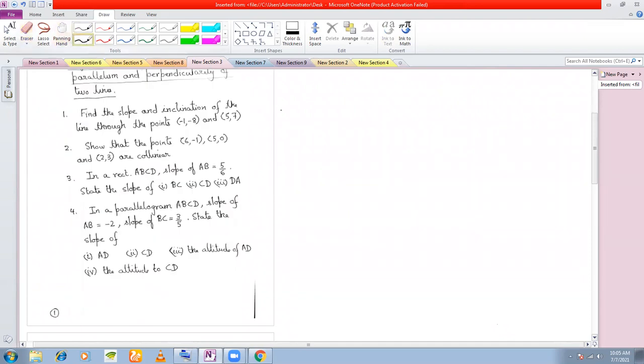First one, find the slope and inclination of the line through the points. Let A be (-1, -8), and let us call B the point (5, 7). Therefore, slope of AB. What is the slope of AB?